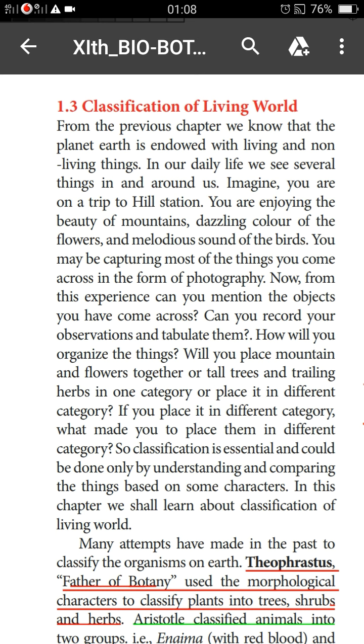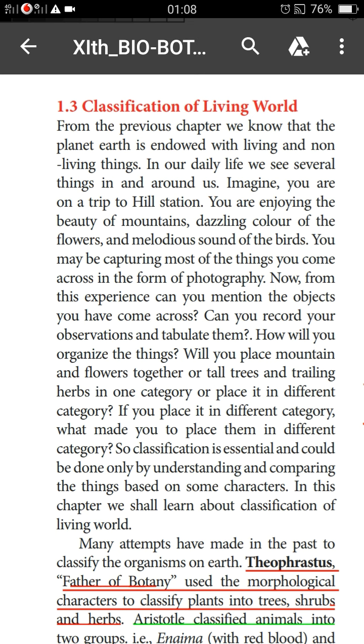Now, from this experience, can you mention the objects you have come across? Can you record your observations and tabulate them? How will you organize the things? Will you place mountains and flowers together, or tall trees and trailing herbs in one category, or place them in different categories? If you place them in different categories, what made you place them in different categories? So classification is essential and could be done only by understanding and comparing the things based on some characters.